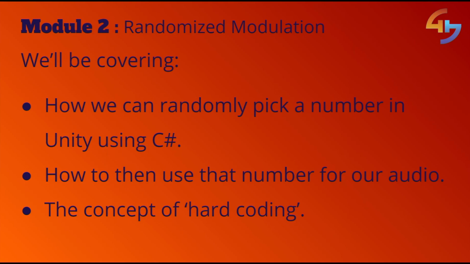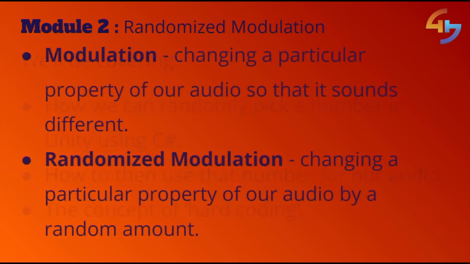So in this lesson and the next, we're also going to get more creative as we look at how there's usually more than one way to get your audio to do what you want it to. Now, before we get started, let's quickly clarify what we mean by modulation. In game audio, modulation simply refers to changing a property of your sound as it's played in a game, such as volume or pitch. Random modulation, therefore, means to randomly change a property of your sound.